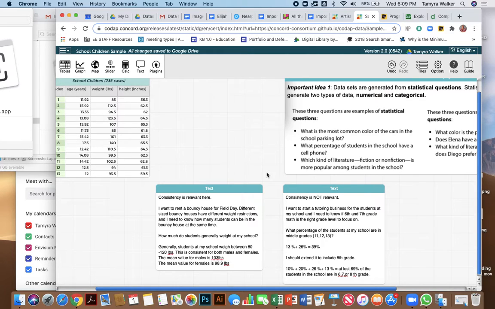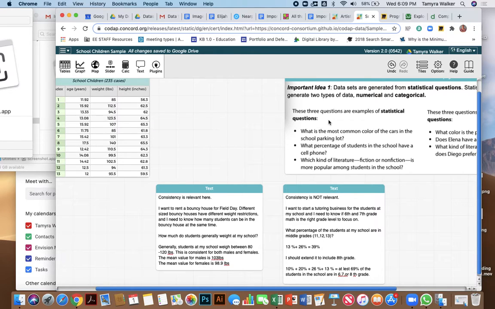But what we want you to create instead is a statistical question. A statistical question is a question in which you have to use a data set to answer the question. Here are some examples of statistical questions. All of these statistical questions will produce categorical data sets. For example, what is the most common color of the cars in the school parking lot?